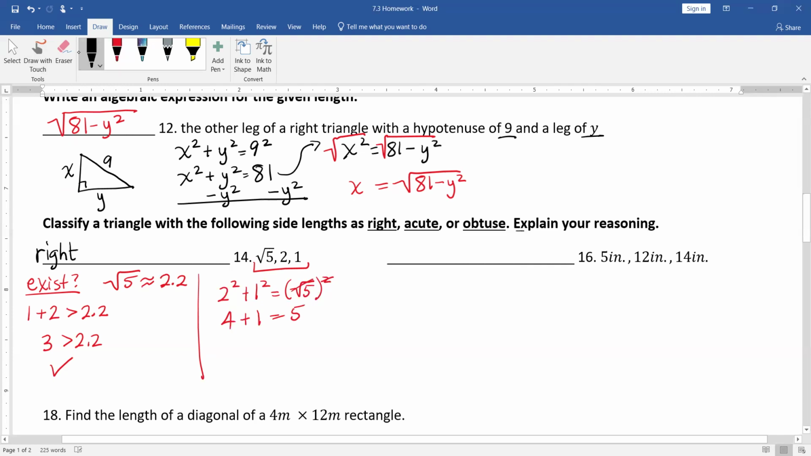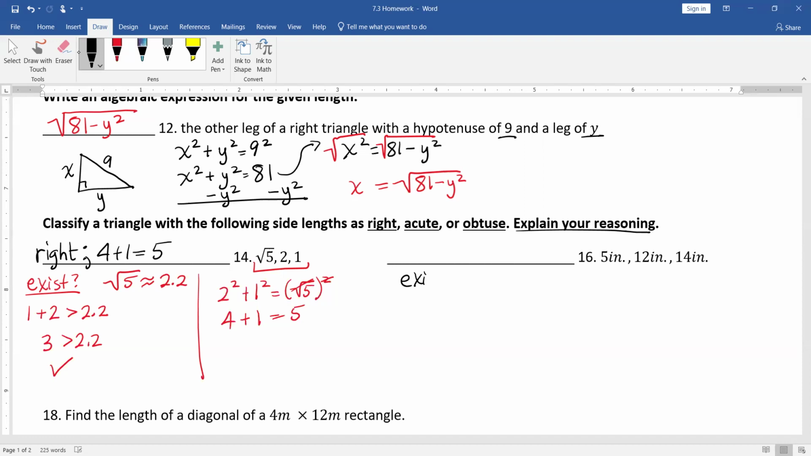And the last part here, explain your reasoning, is pretty much what I just wrote. 4 plus 1 equals 5. That's our proof that this is a right triangle. The sum of the squares of the legs equals the square of the hypotenuse. All right, so let's go ahead and look at this next one. I've got 5 inches, 12 inches, 14 inches. Well, 14 is my longest.